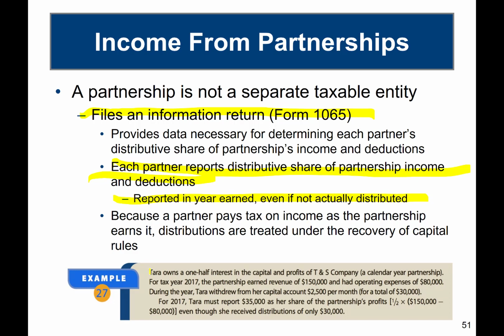So we have this example: Tara owns one half of the interest in the capital and profit of T&S Company. For tax year 2017, the partnership earned revenue of 150, had operating expenses of 80. During the year, Tara withdrew 2,500 per month for a total of 30,000. Guys, that is a distractor. That is irrelevant.